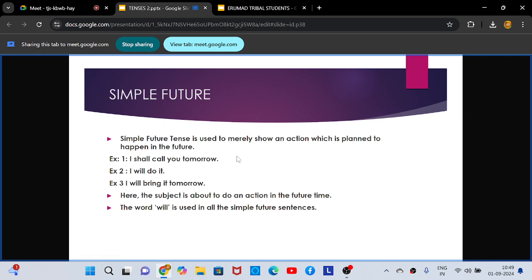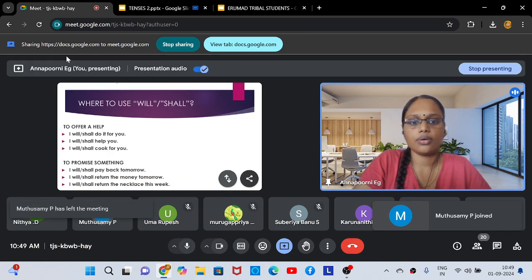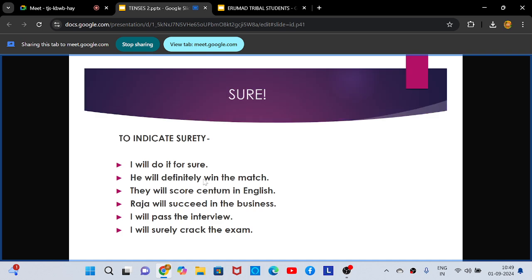Either you can use will or shall. That is up to your style of writing. Now we have some examples. Where to use this will and shall? There are three situations to use will or shall. The first situation is to offer a help. The second situation is to promise something, to make a promise. And the third situation is to indicate surety. If something will happen surely, then you can indicate that surety.